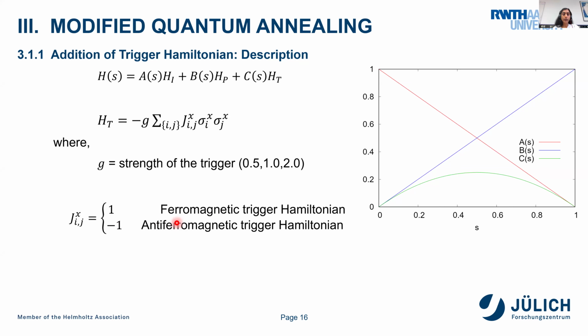The ferromagnetic trigger Hamiltonian, where all these Jij's are 1, and the addition of this trigger Hamiltonian still keeps the total annealing Hamiltonian as stochastic. And then we have the antiferromagnetic trigger Hamiltonian, where these Jij's are -1, which makes the annealing Hamiltonian non-stochastic in the computational basis.